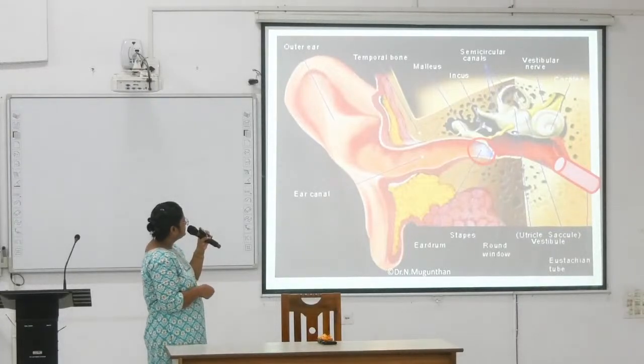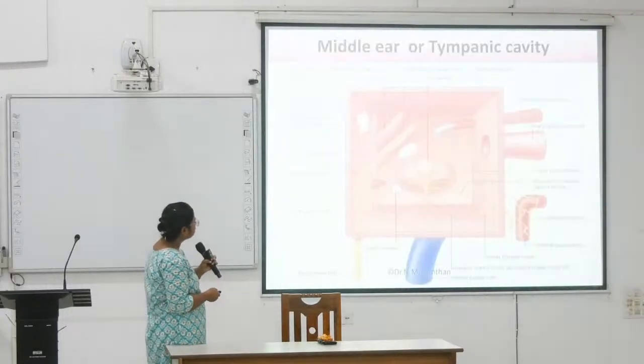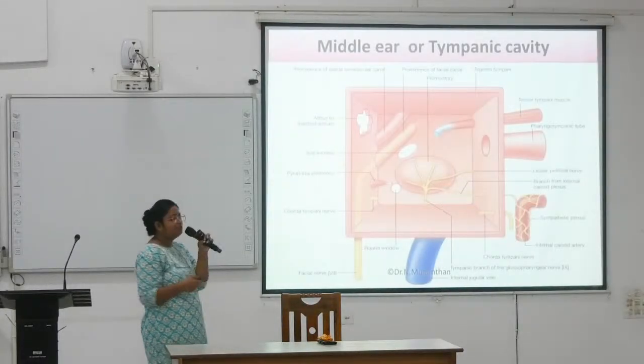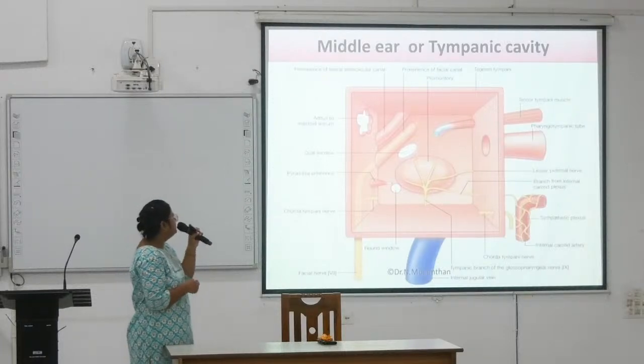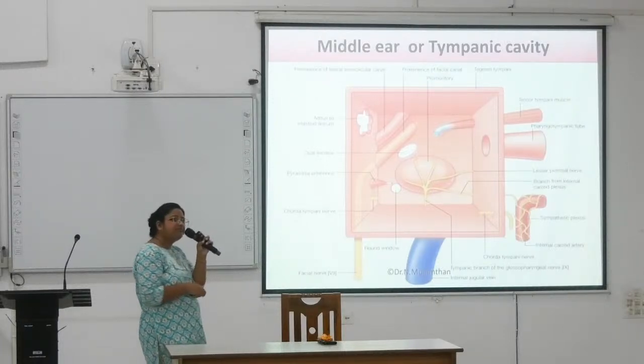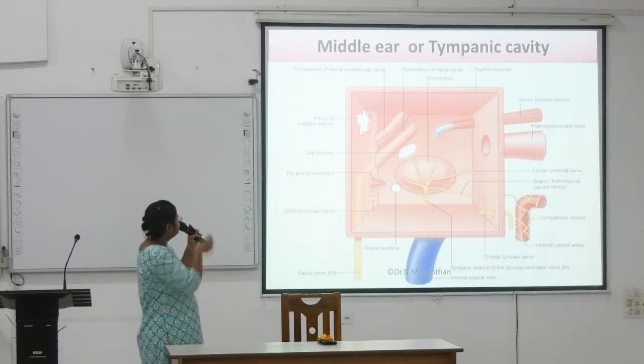So this part is the external auditory meatus. After that, here is the eardrum or tympanic membrane. Next we go to the middle ear. The eardrum is part of the middle ear. The middle ear is mainly a box-shaped structure. It has six sides.